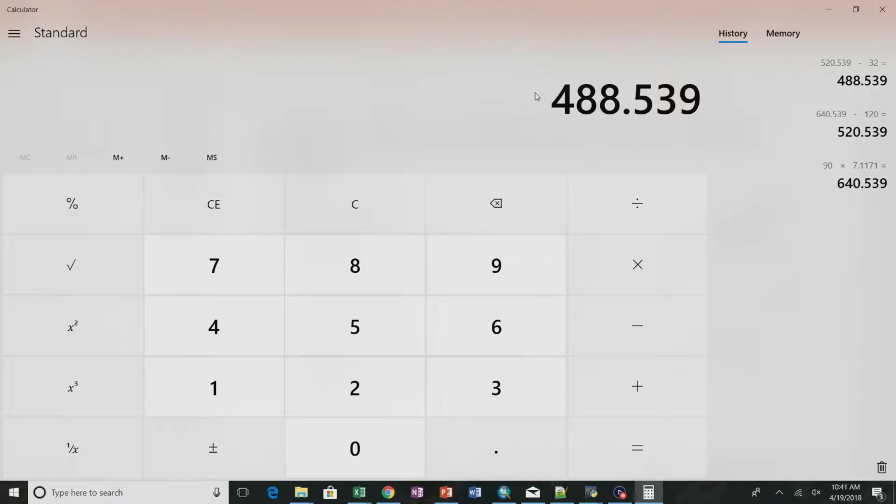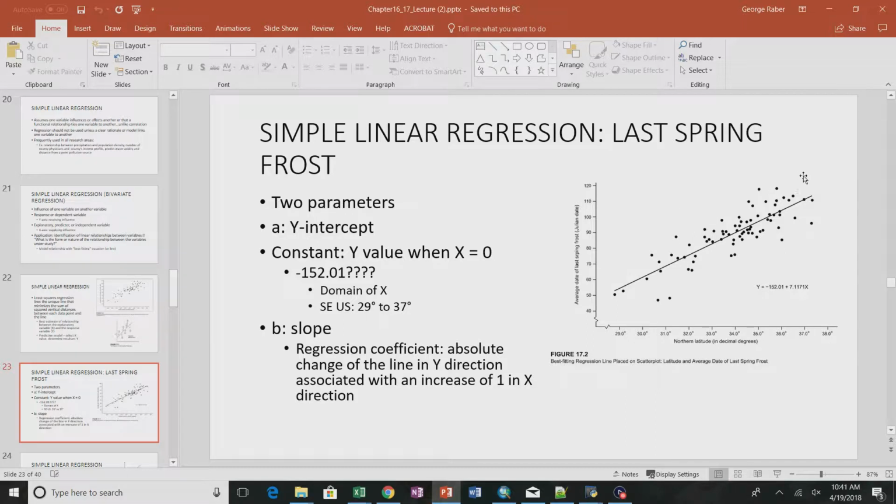Okay, does that make any sense? There's no 488th day. And that's an extreme example. It may be that if you were just barely outside of this, there's some predictive power, but there's no way to know that. That's called extrapolation. When you take your regression values outside of the domain of x. Okay? All right.